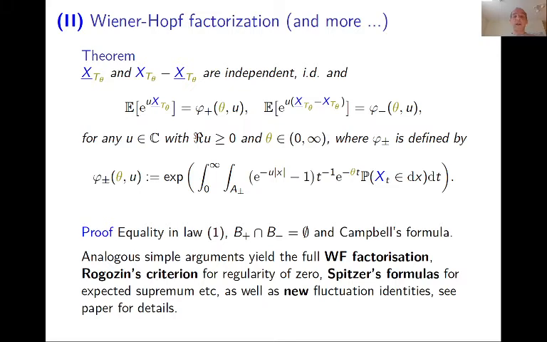So I can get the full Wiener-Hopf factorization, I get Rogozin's criterion for the regularity of the starting point of the process, Spitzer's formulas for the expected supremum, etc. And also new fluctuation identities by simply decomposing the state space of the Poisson point process in pizza slices, say, something like that. Okay, so this is all in the paper. The paper is, by the way, quite short and contains a full account of these things.